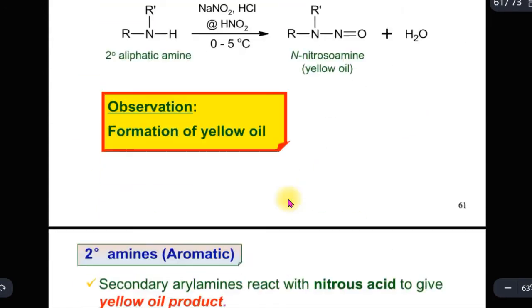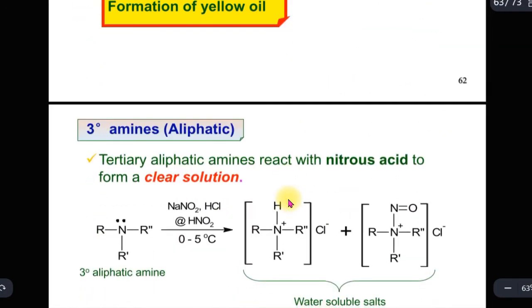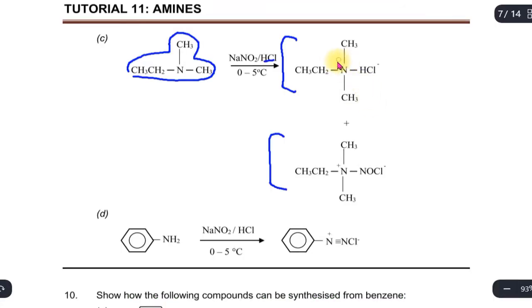Okay, so I need to look at the tertiary aliphatic, you see? This is the product. So you just copy and paste all the alkyl group and then put an H over here for compound A and then with Cl. For compound B, you just copy everything, all the alkyl group, and then form N double bond O Cl negative. So please do remember the N must be with positive charge.